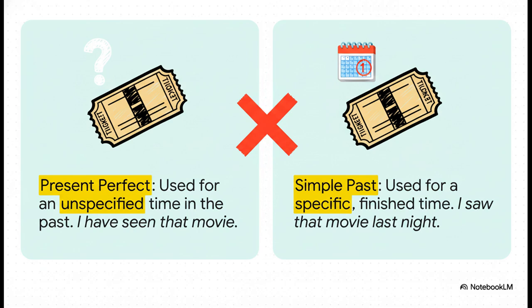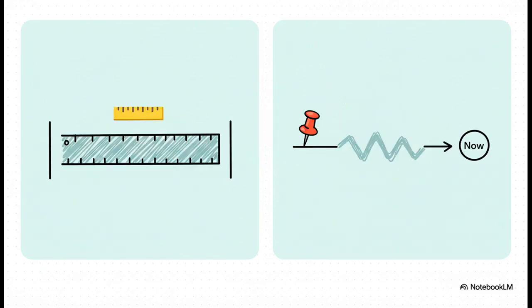They just don't mix. Okay, the second big trap is mixing up for and since, but this one is actually super simple once you see it. Use for when you're talking about a period of time, a duration, for 2 years, for 10 minutes. But use since when you're talking about a specific point in time, a starting point. Since 2022, since 9 a.m. Just think, for is for how long, and since is for when did it start.